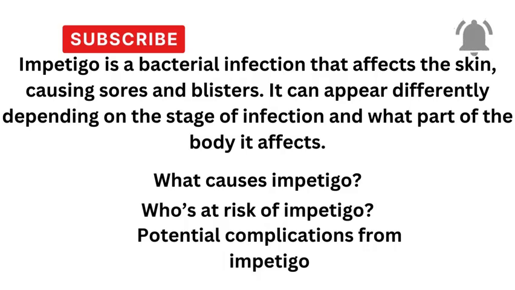Bacteria like Staphylococcus aureus or Streptococcus pyogenes infect the outer layers of the skin, called the epidermis. The face, arms, and legs are most often affected. Anyone can get impetigo, but it most commonly affects children, especially those ages 2 to 5.